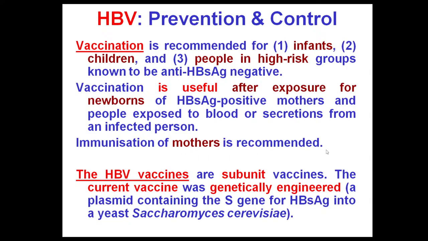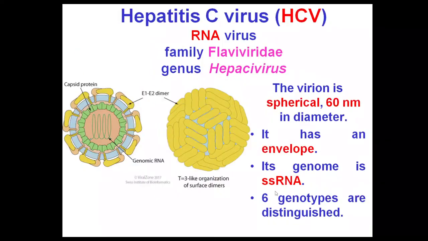So this is a subunit genetically engineered vaccine. What kind of genetic engineering is performed? Plasmid containing the S gene for hepatitis B surface antigen is cloned into the yeast Saccharomyces cerevisiae, and then when Saccharomyces are cultured, they secrete the so-called HB virus surface Australian antigen. It is isolated, purified, and used as an antigen in vaccination.